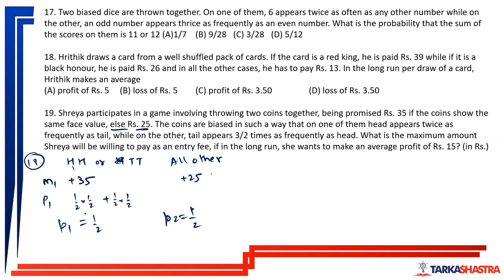The coins are biased in such a way that on one of them, head appears twice as frequently as tails. So on the first one, this is 2x, this is x. So the probability of heads is 2 by 3 and the probability of tails is 1 by 3.